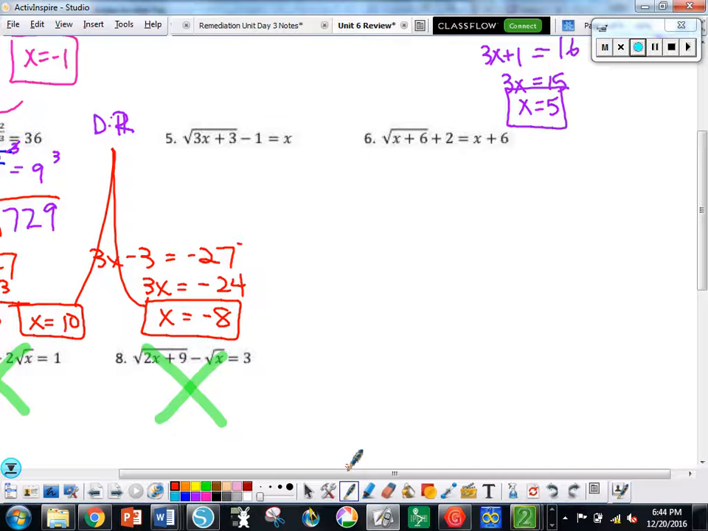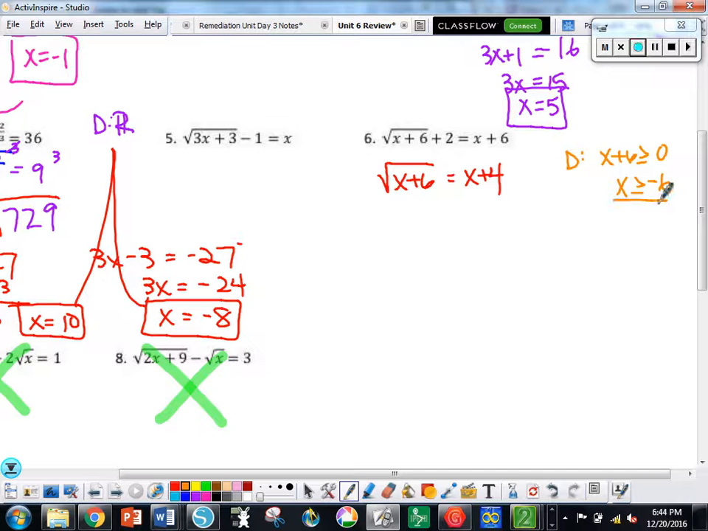On number 6, let's start by subtracting the 2. So you have the square root of x plus 6 equals x plus 4. And now we have to look for the possible x values. From the radical, this x plus 6 has to be greater than or equal to 0, which means any x value that you plug into the radical has to be bigger than negative 6.